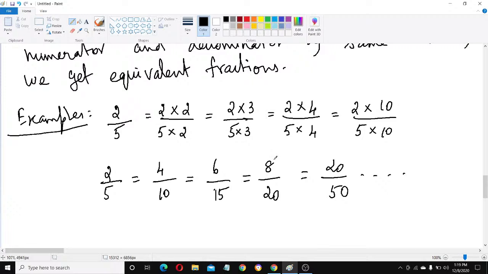So when you cancel here, how many 4s are there in 80? 2. Here in how many? Here in 20, how many 4s are there? 5. After cancelling using 4, you will get again 2 by 5.